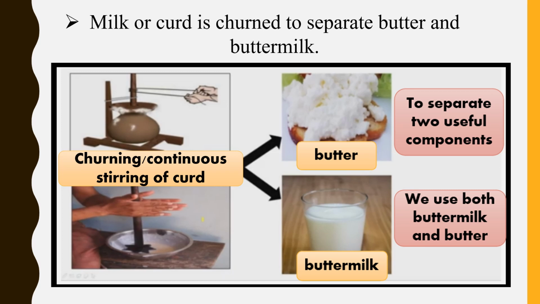We will now look at some more examples. The churning of curd or the continuous stirring of curd is done to separate butter and buttermilk. We use both butter and buttermilk. That means curd is churned to separate two useful components.